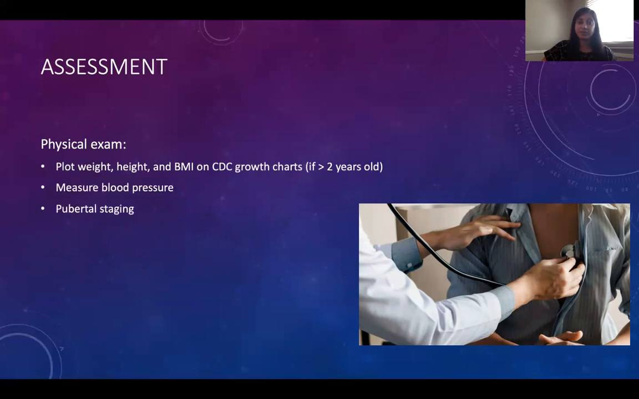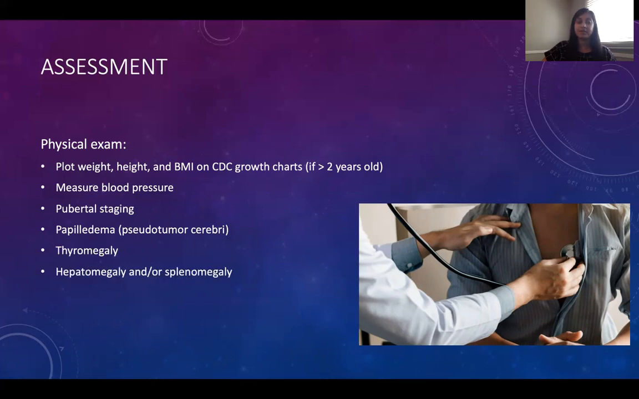Of course, measure your blood pressure, pubertal staging, papilledema, which I know is going to be hard in a standard office, but I think getting a really good history about vision changes or headaches will give you a clue. Thyromegaly, hepatomegaly, or splenomegaly. And lastly, skin. So acanthosis nigricans is a sign of insulin resistance, and that's a very good clue before you even get labs on your patients.